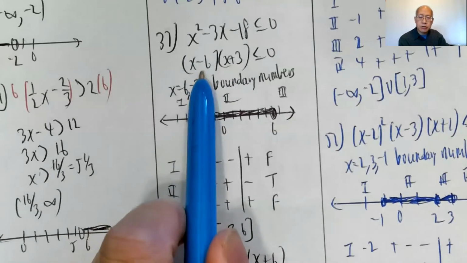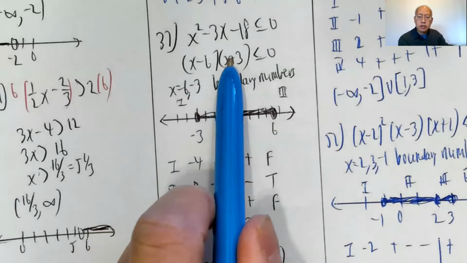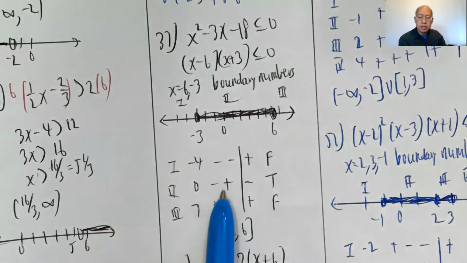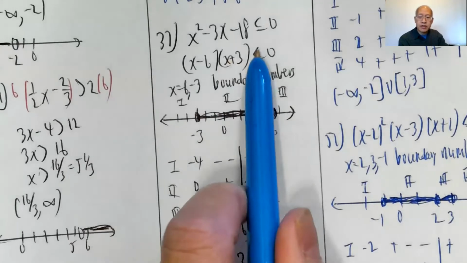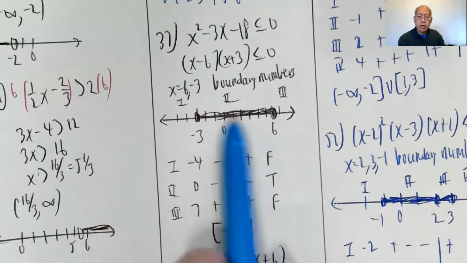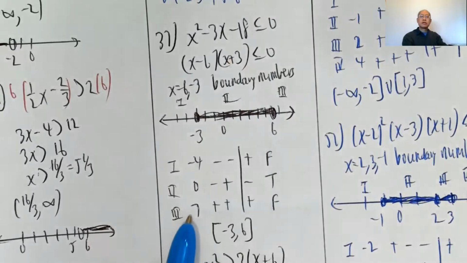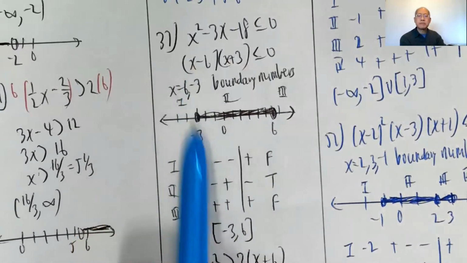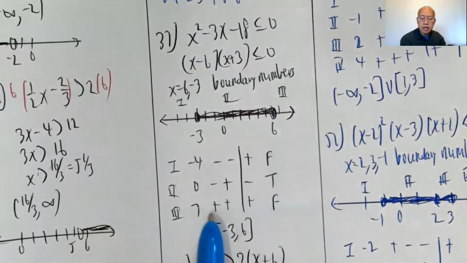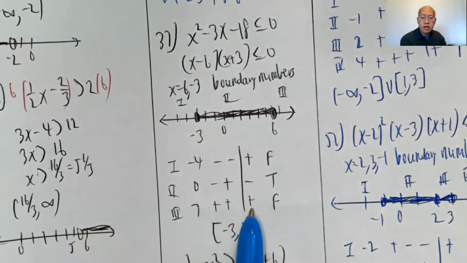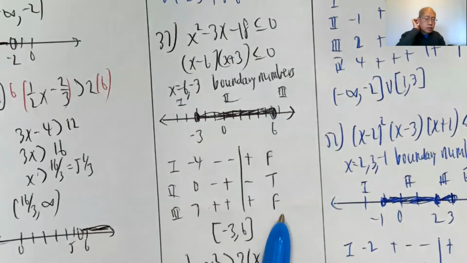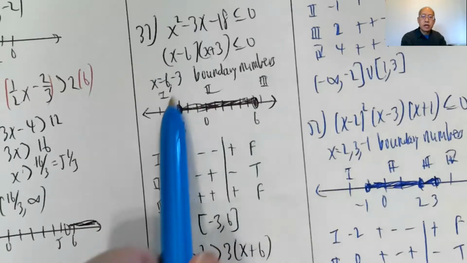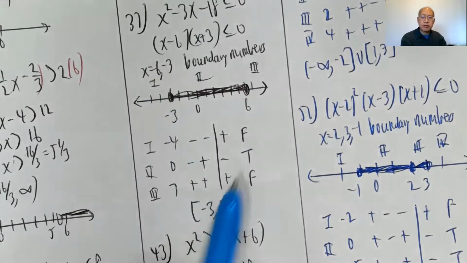Region 2, plug in 0. 0 minus 6 is a negative. 0 plus 3 is a positive. Negative times a positive is a negative. Is a negative less than or equal to 0? Yes, that's true. Shade in region 2. Region 3, 7. 7 minus 6, positive. 7 plus 3, positive. Positive times positive is positive. Is a positive less than or equal to 0? No, that's false. Do not shade in region 3. So I have bracket negative 3, 6 bracket.